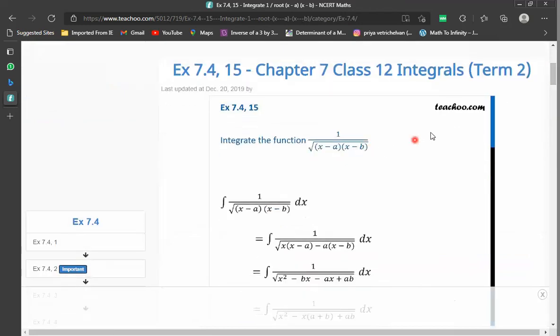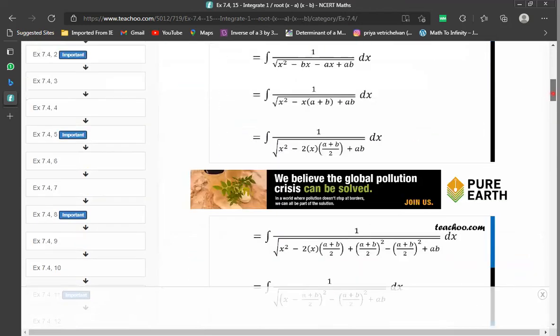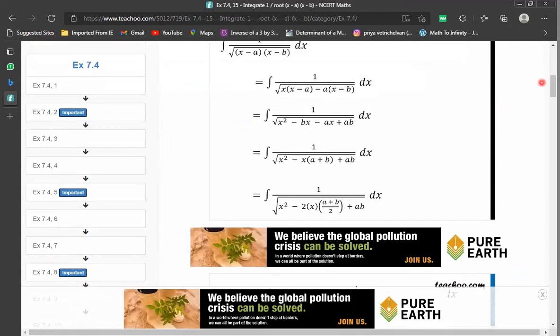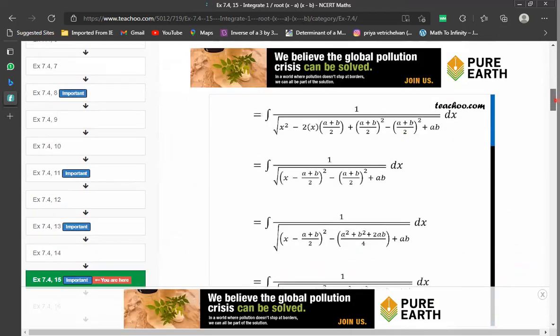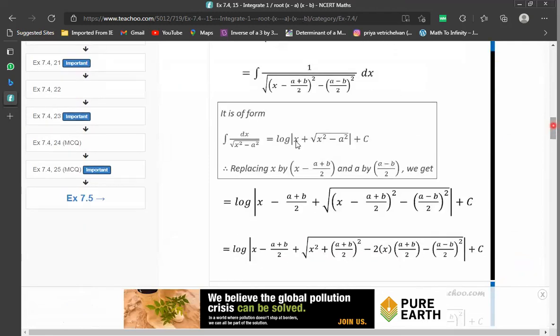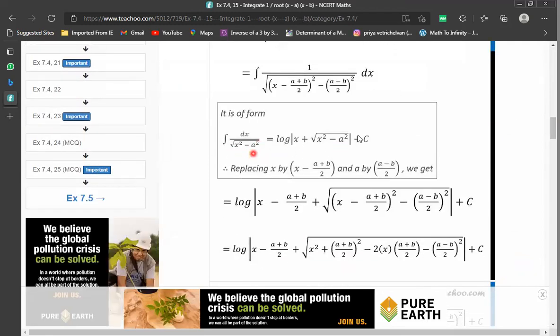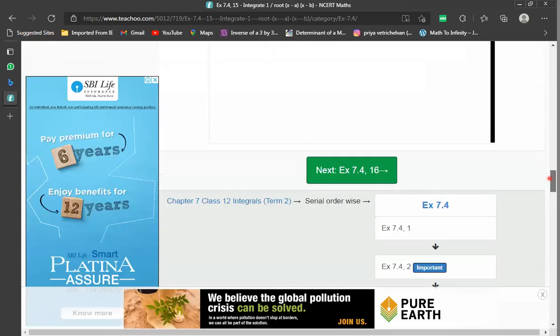So again, you have x minus a and x minus b. You have two factors, multiply them and frame an equation. And again, you have to do the same completion of the square method. And then you'll be using this formula. Okay.